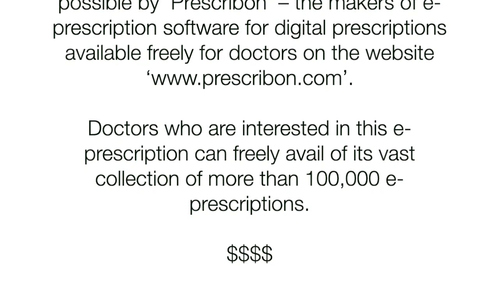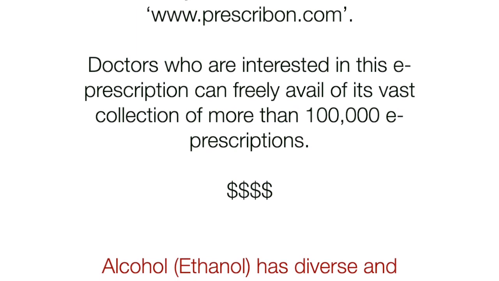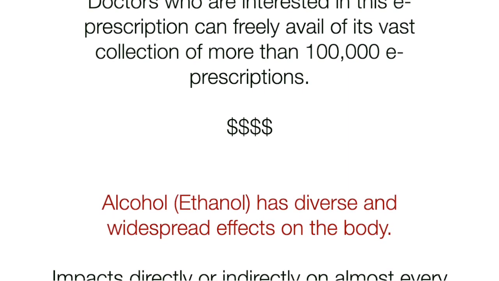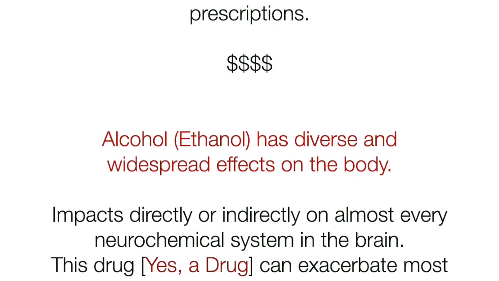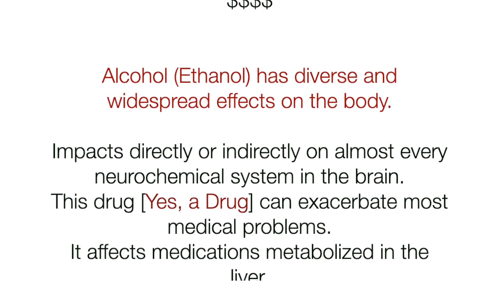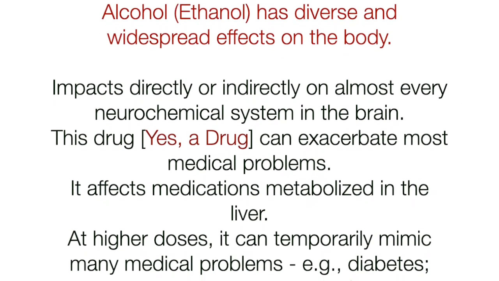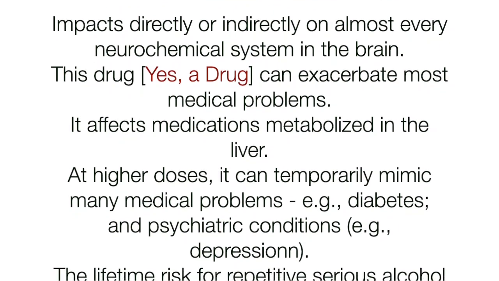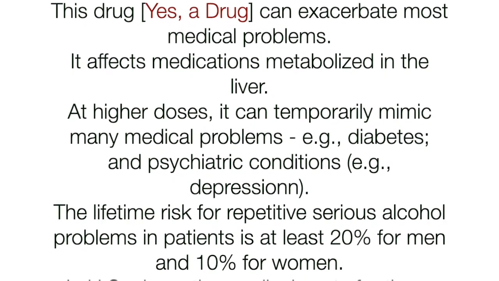Now, coming back to the subject, alcohol or ethanol has diverse and widespread effects on the body. It impacts directly or indirectly on almost every neurochemical system in the brain. This drug, yes, a drug indeed, can exacerbate most medical problems. It affects medications metabolized in the liver. At higher doses, it can temporarily mimic many medical problems, for example, diabetes and psychiatric conditions like depression.